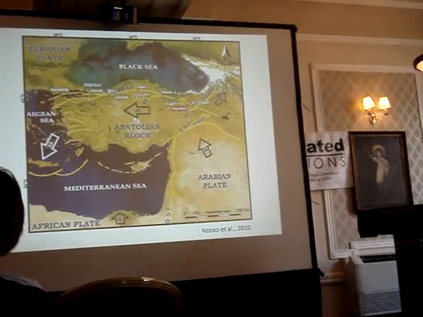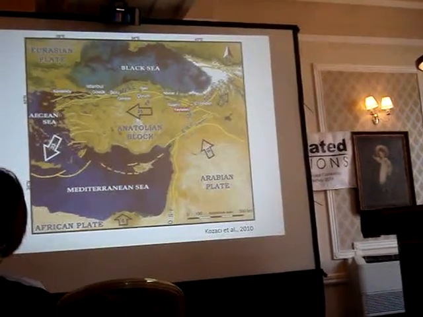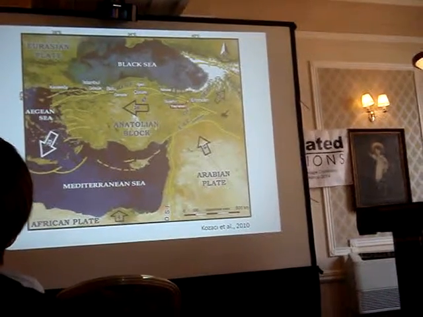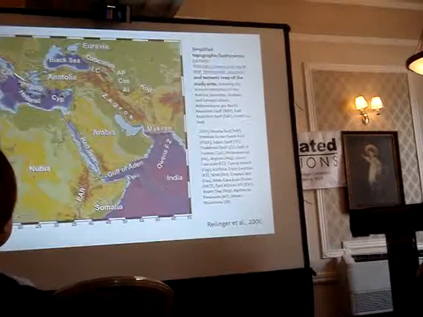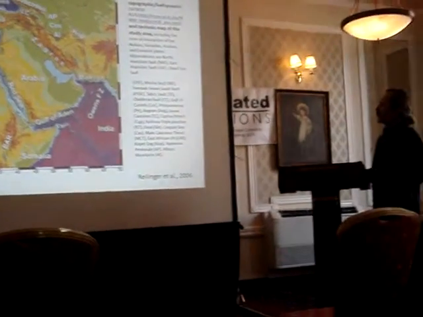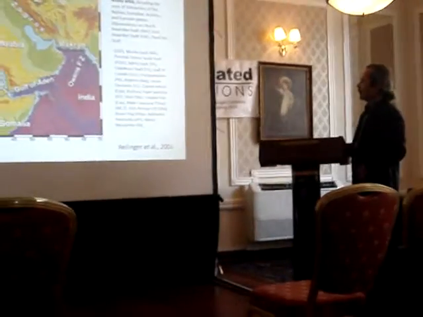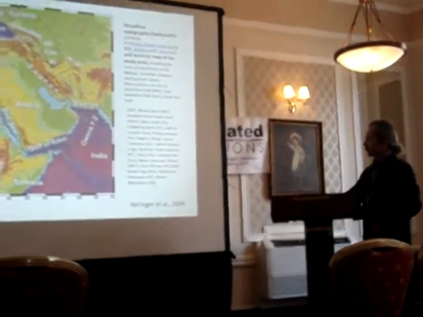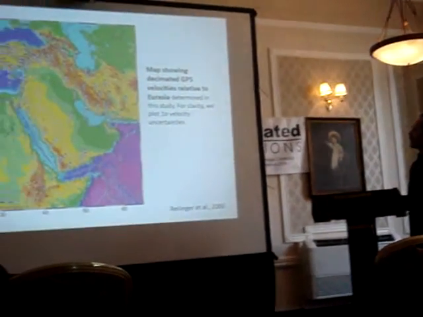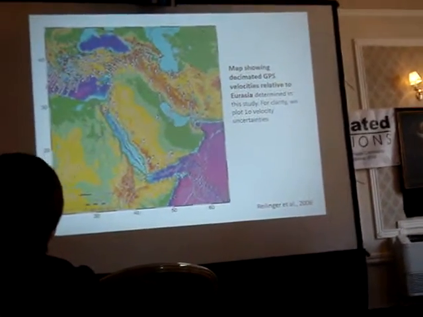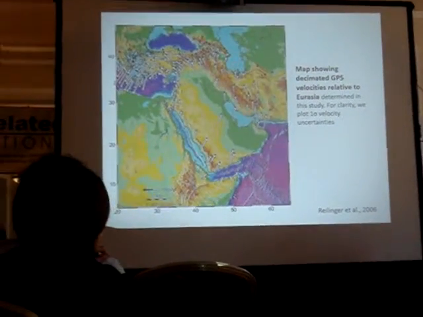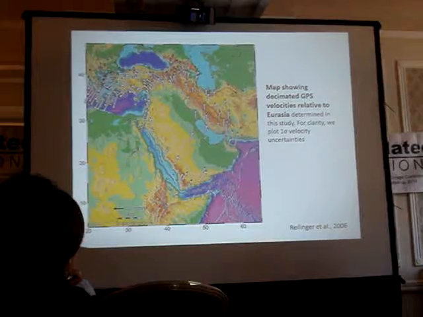This is the North Anatolian fault, this is the East Anatolian fault, and this is the Dead Sea fault, which is a very important fault too. These are the tectonic plates from Reilinger. These are the GPS velocities from Reilinger again, Reilinger 2006. Relative to Eurasia, we say this part is fixed.